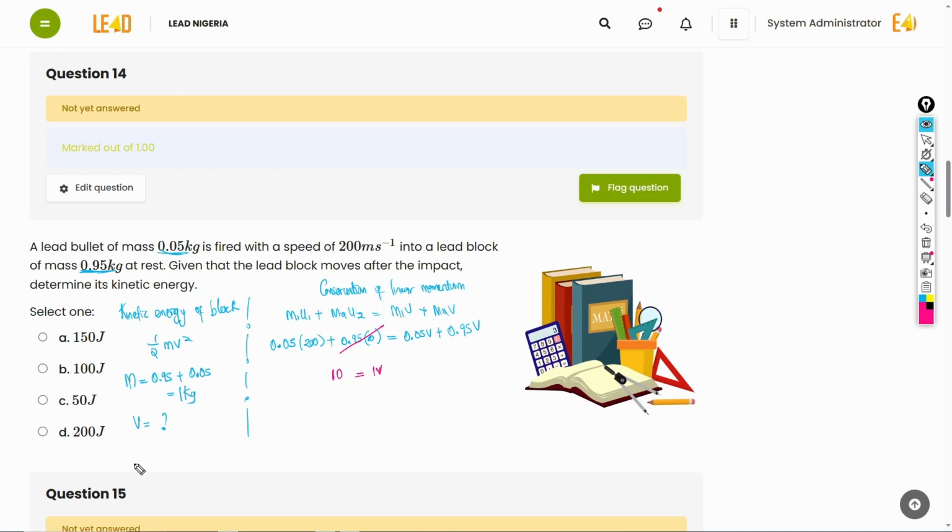Now I can come back here and solve for my kinetic energy using half mv squared. That would be equal to 1 over 2 times what's my m? 1, times what's my v? 10. All right, so we got v as 10 for the system. So 10 squared. So at the end of the day, we would have 100 over 2, which is 50 joules. So question 14 is C.